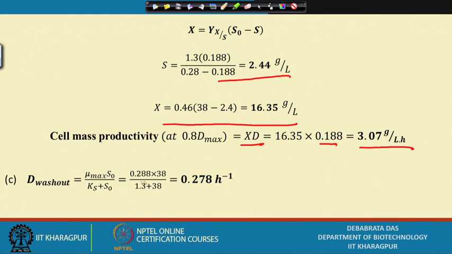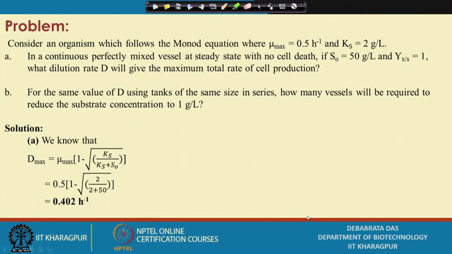Now D washout. I told you that the initial substrate concentration is 38 grams per liter. If you put this value, then we will get the D washout value. So this problem is a typical problem. I hope everybody can understand and can solve it by yourself.